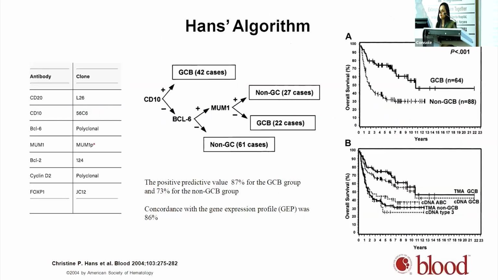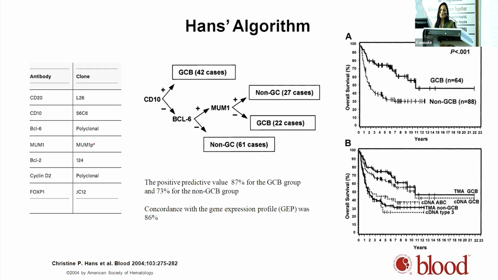First, coming to the transcriptomic analysis, as I told you, this IHC based classification is a surrogate. So how much is the concordance with the actual transcriptomic analysis? The positive predictive value is 87% for the GCB group and 73% for the non-GCB group. And the concordance with the gene expression profiling, that is the transcriptomic analysis, is 86%. So it is 86% concordant with the actual classification. And for breast cancer, the concordance is only 50%. That's just to give you another perspective.